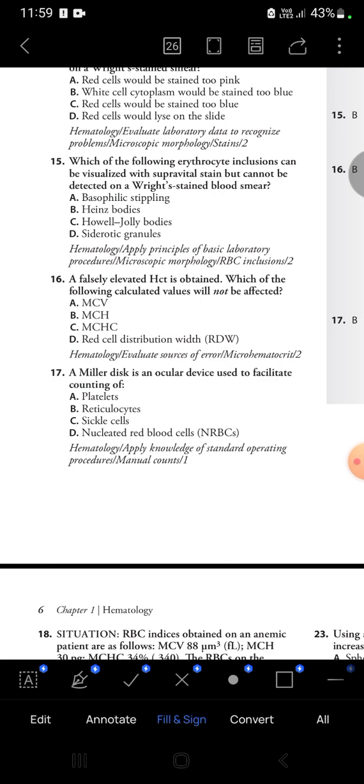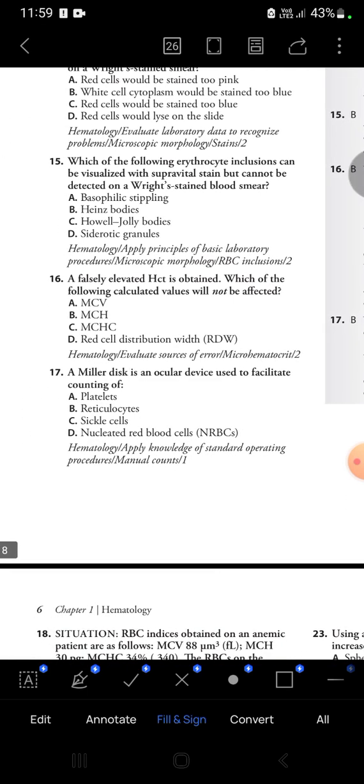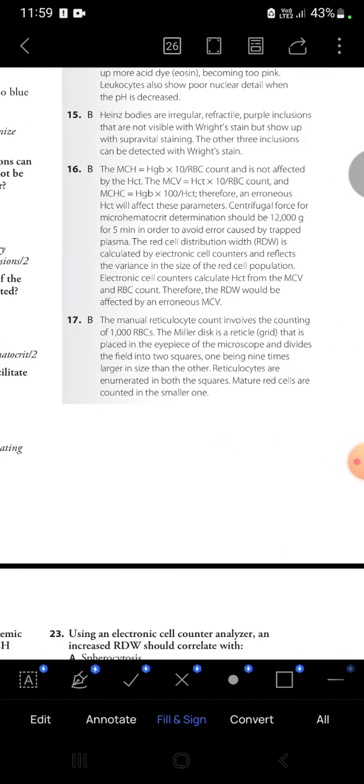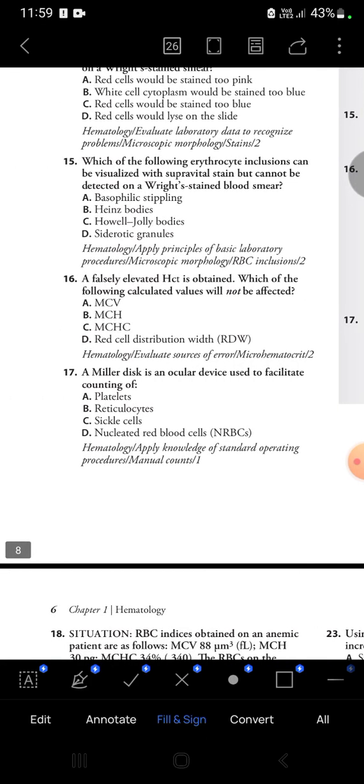A Miller disc is an ocular device used to facilitate counting of reticulocytes. The manual reticulocyte count involves counting 1000 RBCs. The Miller disc is a reticle grid that is placed in the eyepiece of the microscope and divides the field into two squares, one being 9 times larger in size than the other. Reticulocytes are enumerated in both the squares. Mature red cells are counted in the smaller one.